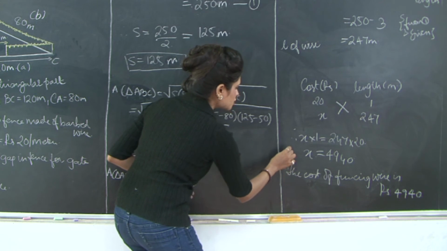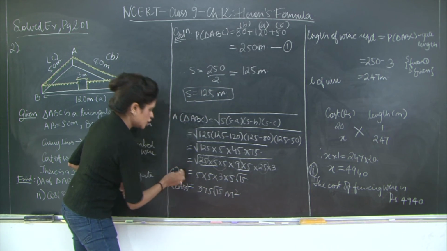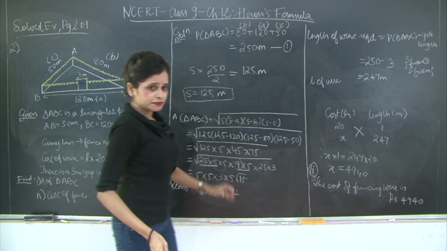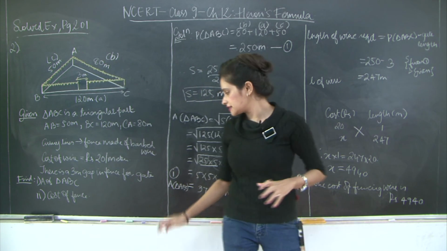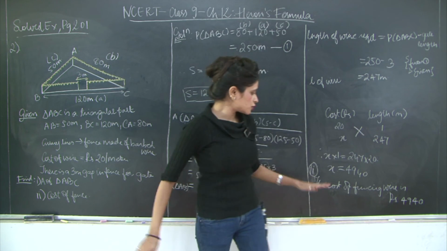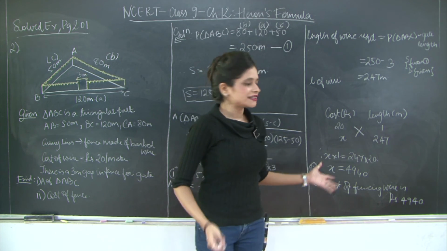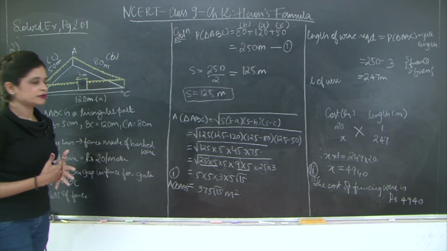So this is your answer to the second part and this is your answer to the first part. So we have found the area of the triangle ABC. That means so much amount of area should be planted and also the cost of the fencing wire is rupees 4940. So please take a look at the solution of the entire problem.